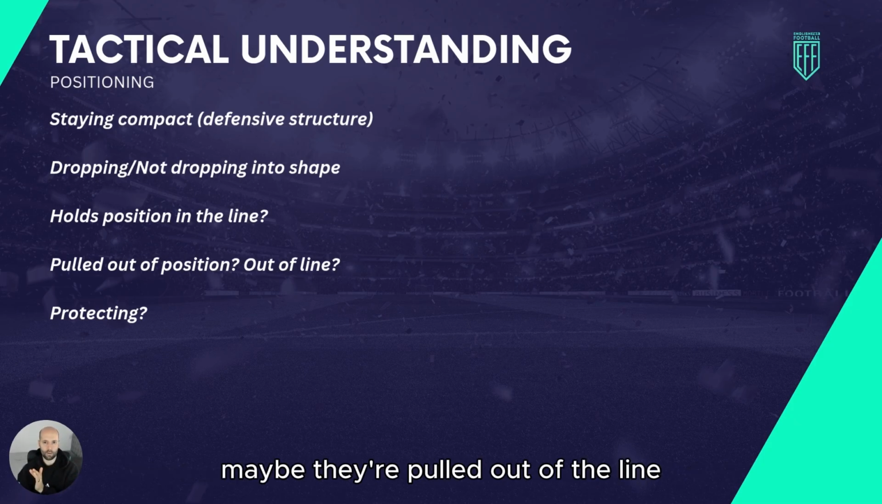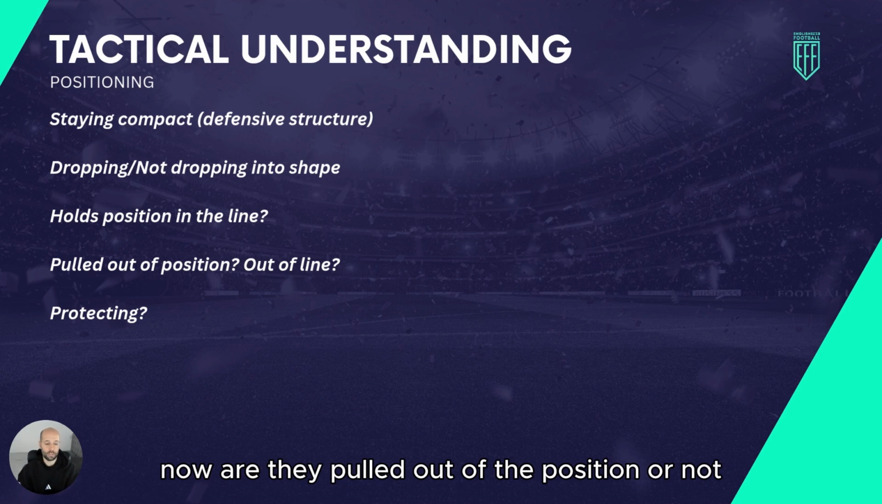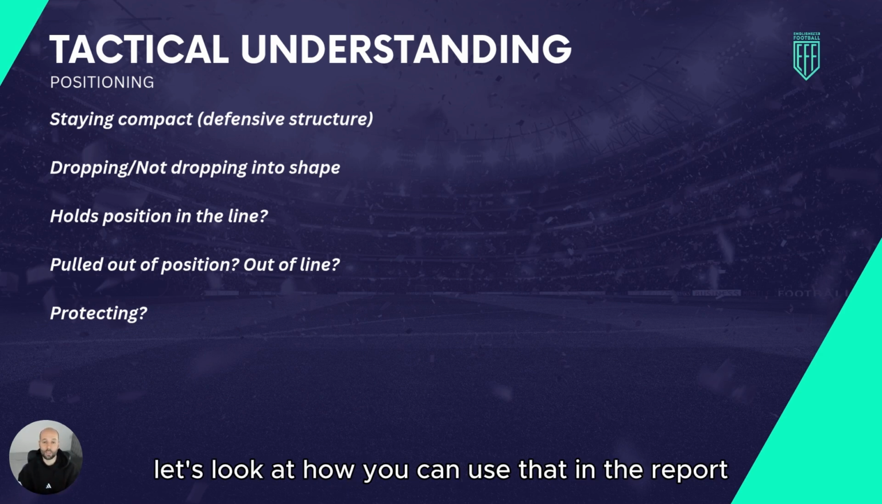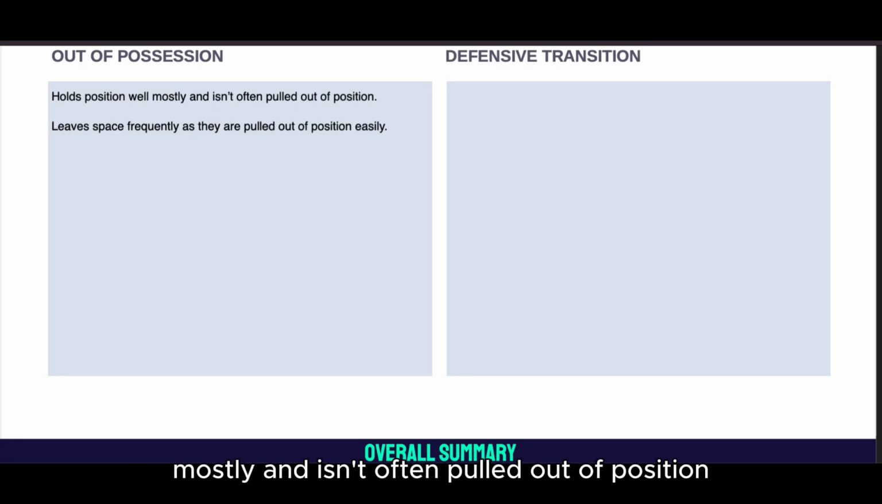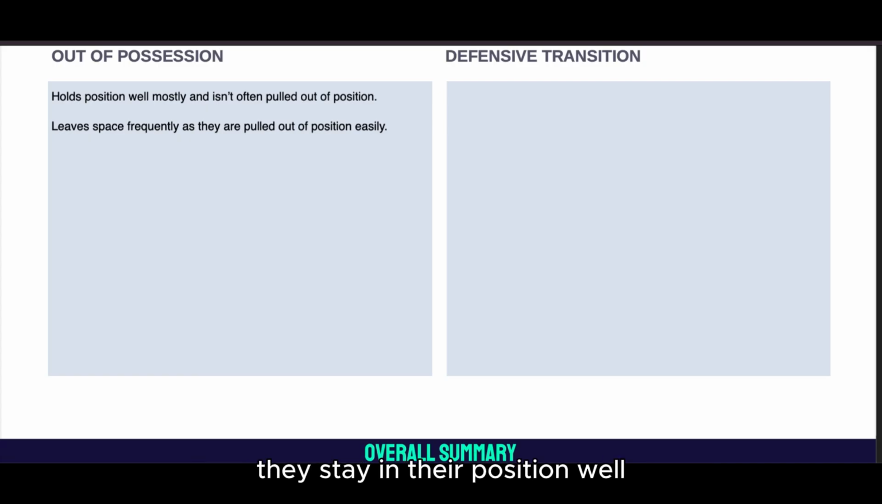They're pulled out of position. Maybe they're pulled out of the line. Now, are they pulled out of the position or not? Let's look at how you can use that in the report. From a positive perspective, you can say that the player holds the position well mostly and isn't often pulled out of position. They stay in their position well. From a negative perspective, the player leaves space frequently as they are pulled out of position easily.